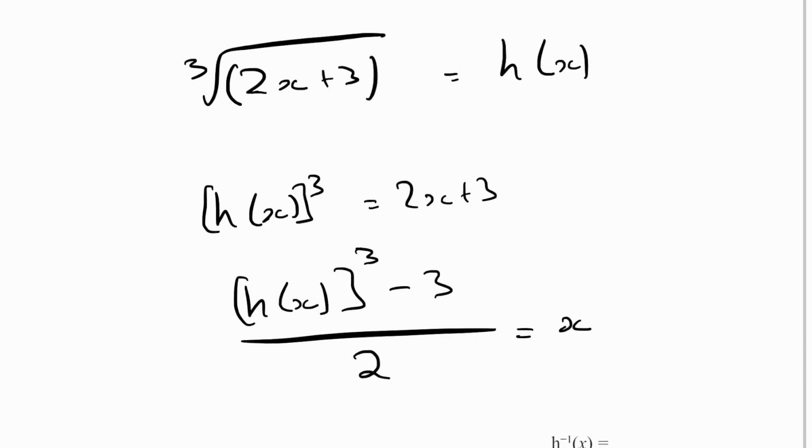and then here you can just replace your symbols basically. So this now becomes x cubed minus 3 over 2, and this would equal the inverse of h of x. Okay.